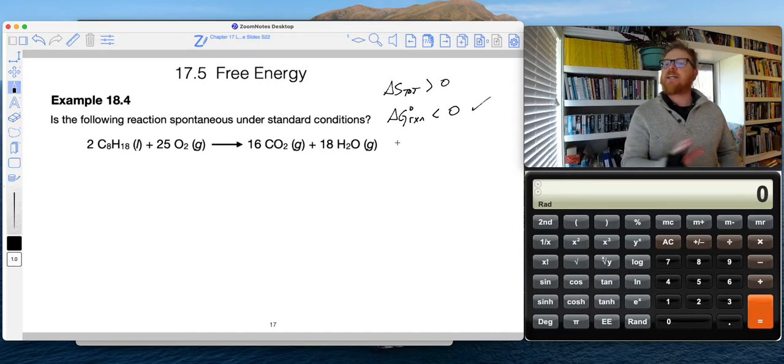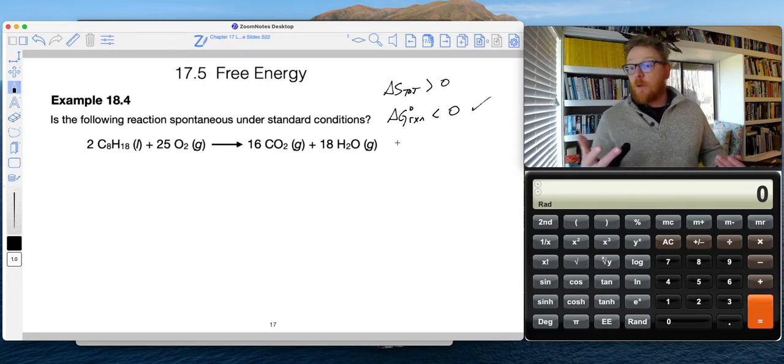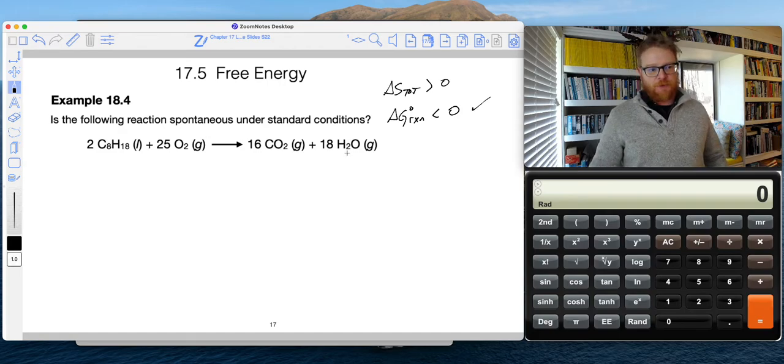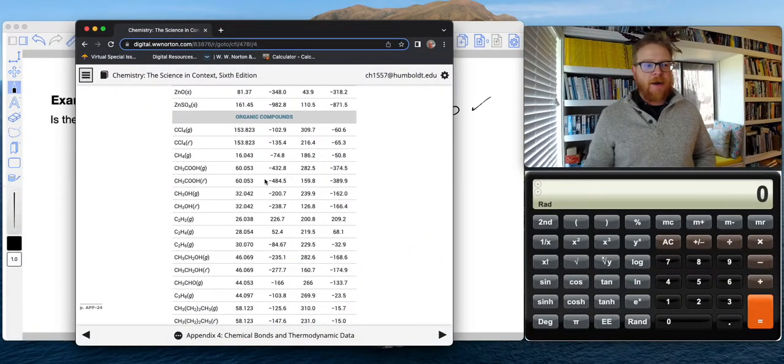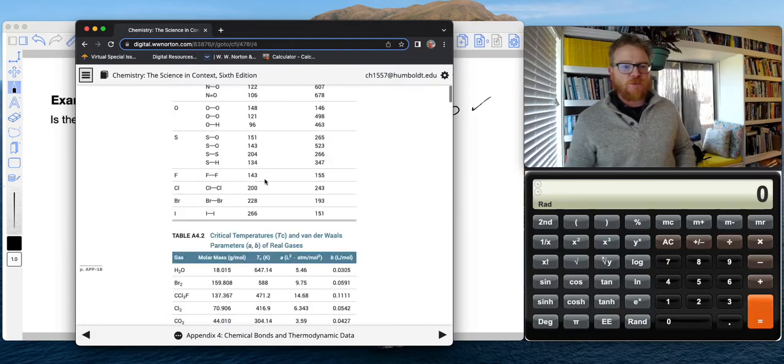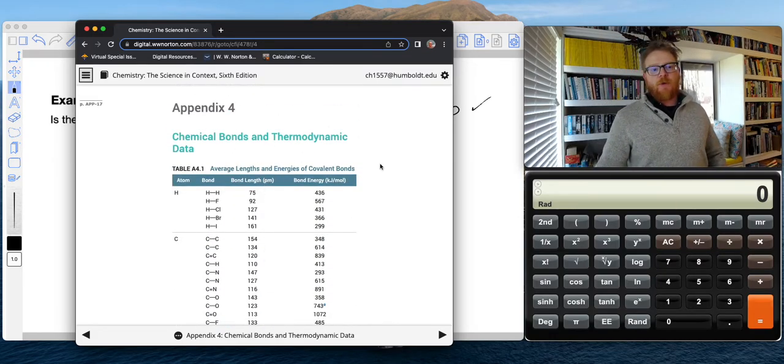And this time I didn't do that preemptively, and I wanted to show you where I could find those values. So we need octane, C8H18 liquid. We need O2 gas, we need CO2 gas, and we need H2O gas. And here what I have is appendix number 4, chemical bonds and thermodynamic data. This came from the ebook, and it's also in your regular book.